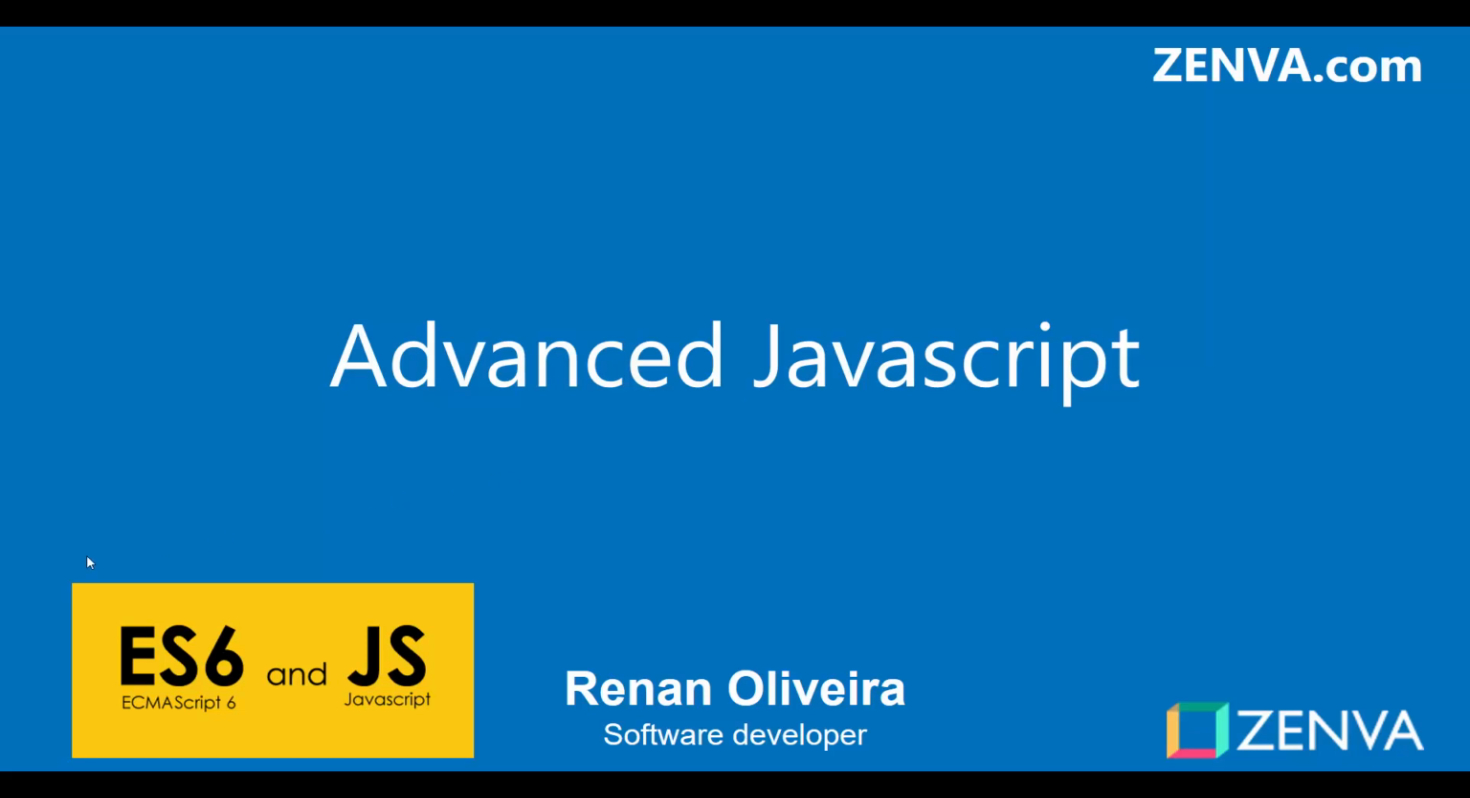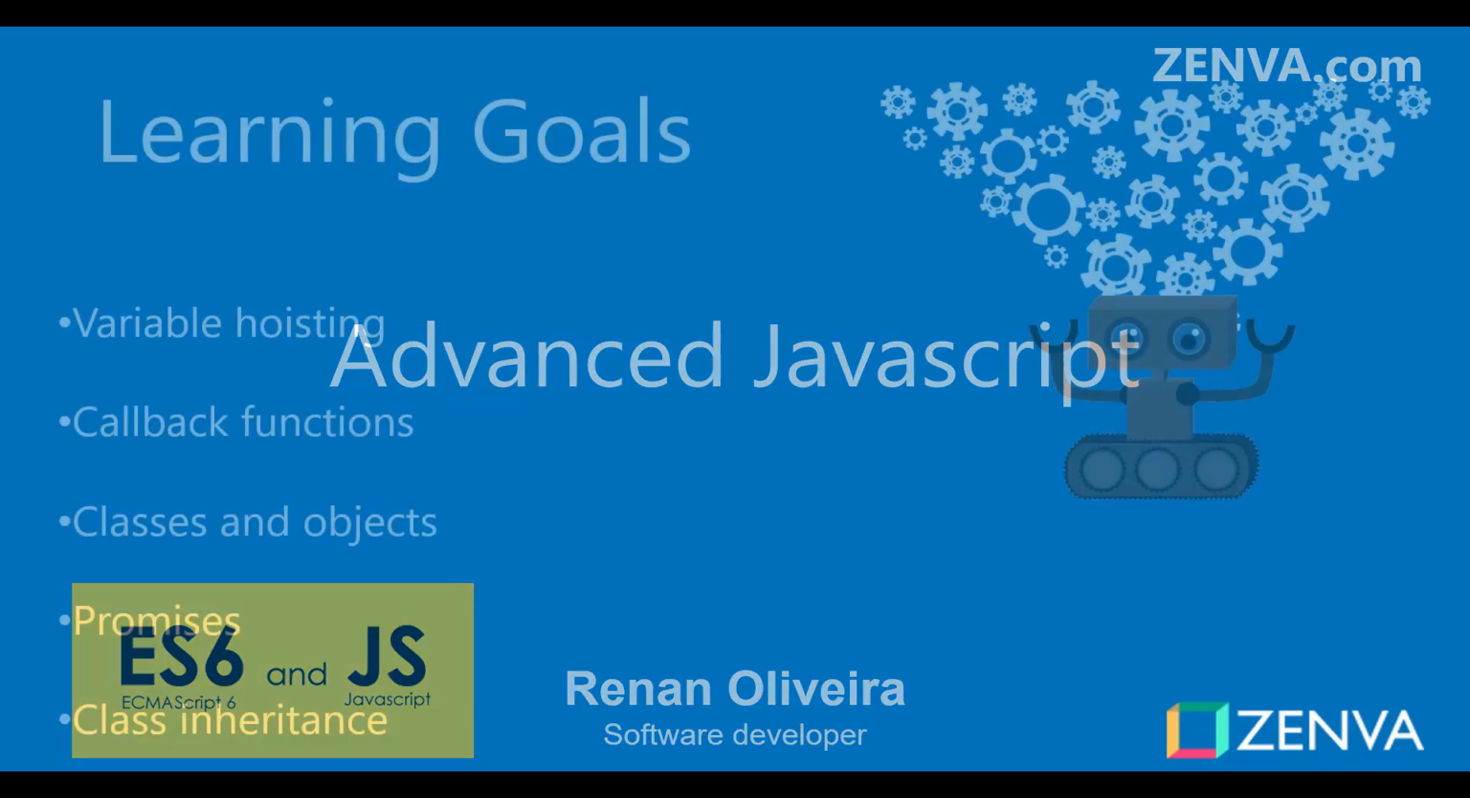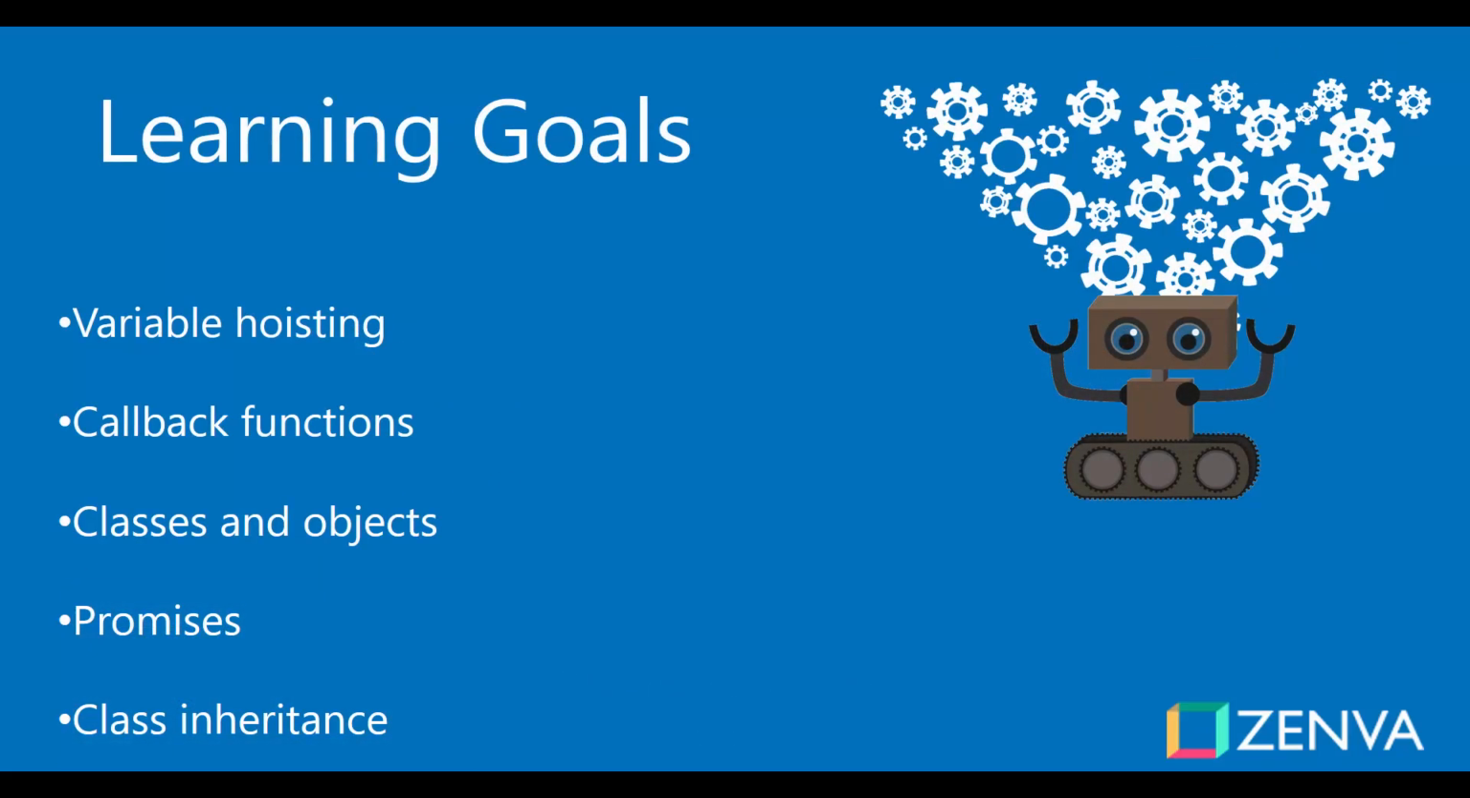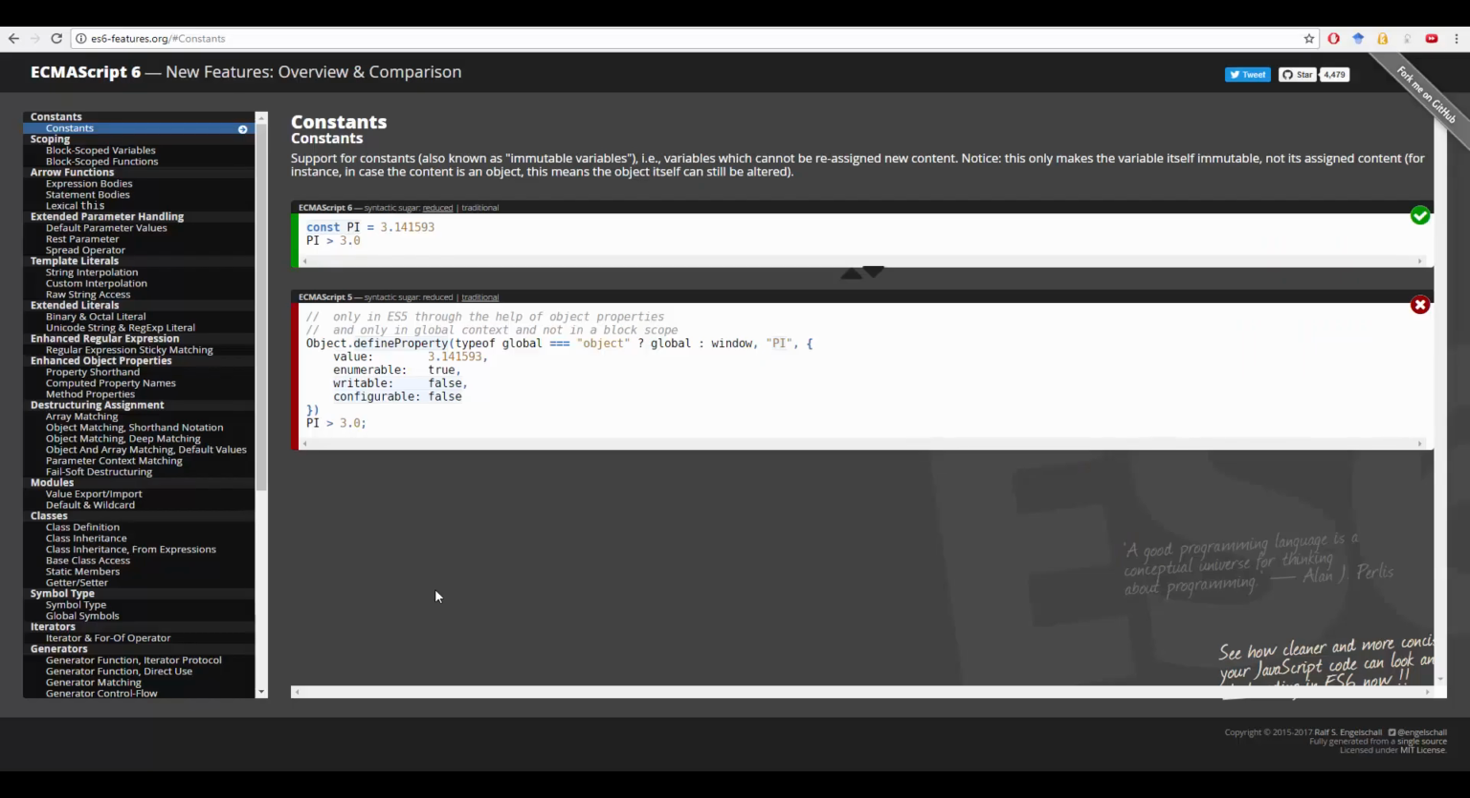The objective of this course is to teach different advanced JavaScript concepts, such as variable hoisting, callback functions, classes and objects, promises, and class inheritance. Also, I'm going to show how those concepts are implemented using ES6 JavaScript. If you're not familiar with that, ES6 is the most recent JavaScript implementation, while the traditional implementation is called ES5.